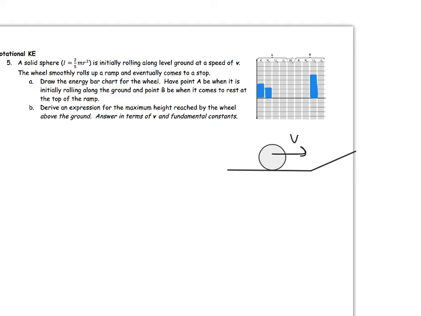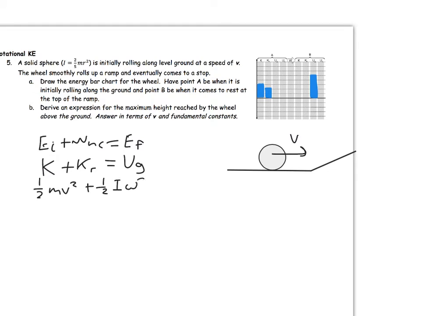Equation-wise, deriving an expression for that maximum height, we're going to think about conservation of energy here. E initial plus work equals E final. So we initially have kinetic and rotational kinetic, and that's going to be equal to our gravitational potential that we have at the end. So 1/2 mv squared plus 1/2 I omega squared equals mgh.